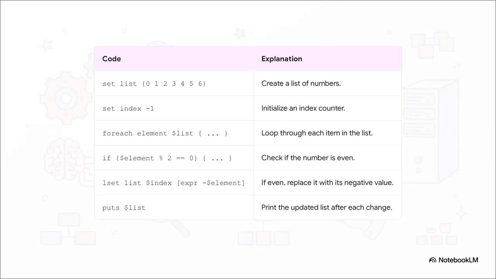Okay, let's see this in action. First, we set a list of numbers. Simple enough. Then we use a foreach loop to go through each number. Now, the really interesting part is this if statement. It uses that % sign, the modulus operator, to check for a remainder when we divide by 2. If there's no remainder, well, the number has to be even. When that happens, the lset command jumps in and replaces that number with its negative. It's just a perfect little example of conditional logic at work.